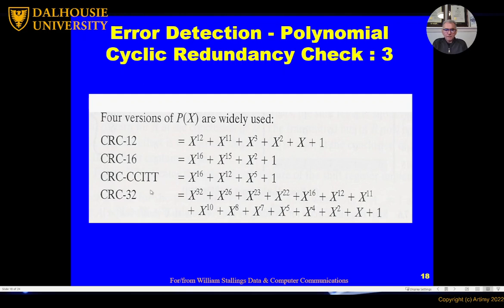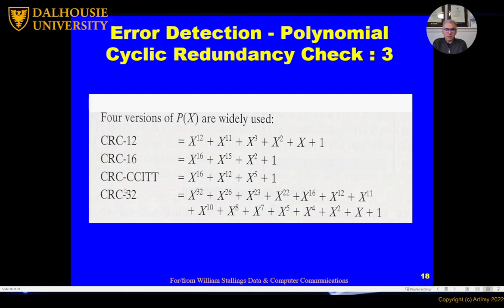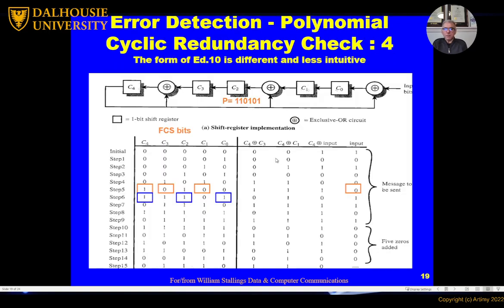We can have CRC32, and the 32 is used for Ethernet packets. So the CRC32 polynomial you see here goes from x to the power 0 to x to the power 32, and we can use it. If you think about it, any burst error for which the length of the burst is less than the length of the divisor polynomial can be detected. This means that CRC32 can detect bursts up to 32 bits. Oh, great, right?